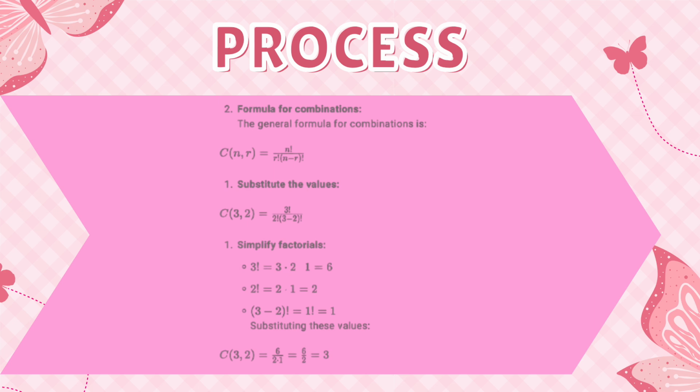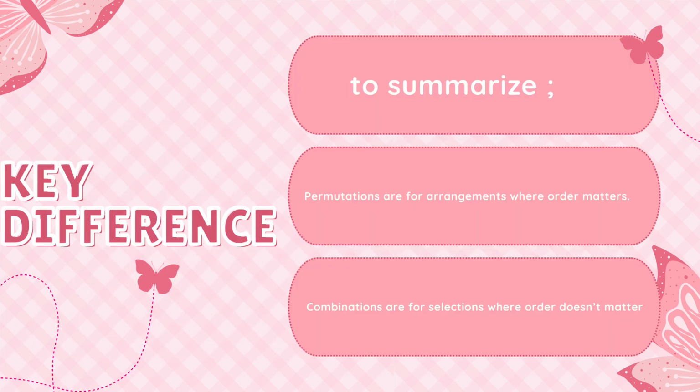Substitute the values. C(3, 2) equals 3 factorial over 2 factorial times 3 minus 2 factorial. Simplify factorials. 3 factorial equals 3 times 2 times 1 equals 6. 2 factorial equals 2 times 1 equals 2. 3 minus 2 factorial equals 1 factorial equals 1. Substituting these values, C(3, 2) equals 6 over 2 times 1 equals 6 over 2 equals 3. The answer is 3. And that's it for combinations.